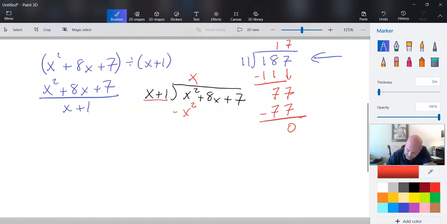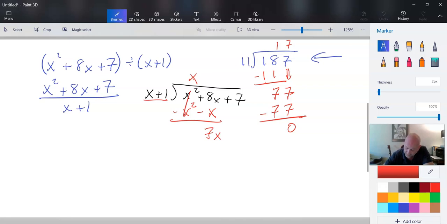X times 1 is X. I'm subtracting it. Now we just add straight down. Or if you want to call it subtraction, whatever. But sometimes the signs change. Sometimes these are pluses. So this will cancel, and that was our goal. And then 8x minus x gives me 7x.